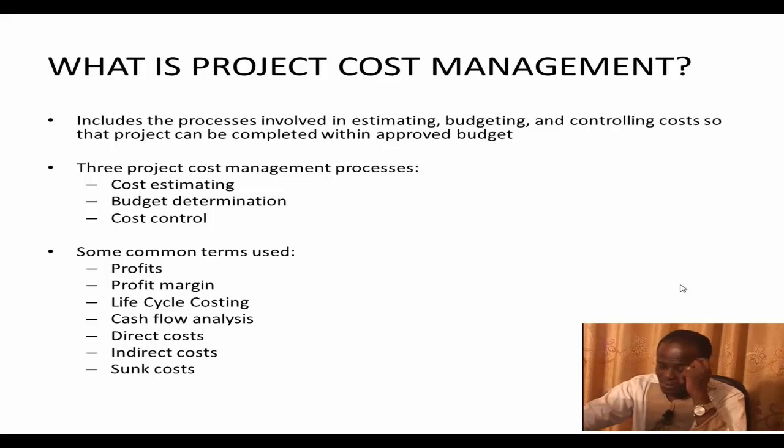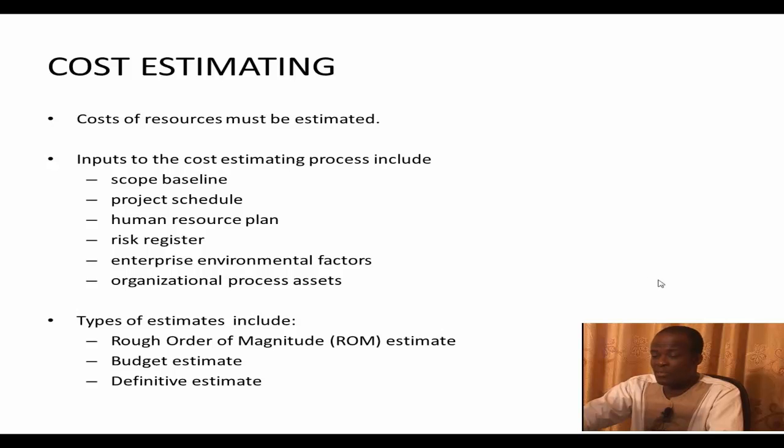So, for example, if an organization is embarking upon a couple of projects, let's say 3 projects, and the 3 projects are in a particular building, and you can't directly say that this project was consuming this amount of electricity as against the other, then all these costs can be lumped together to be called indirect costs. Then you also have sunk costs. These are costs that have already been incurred.